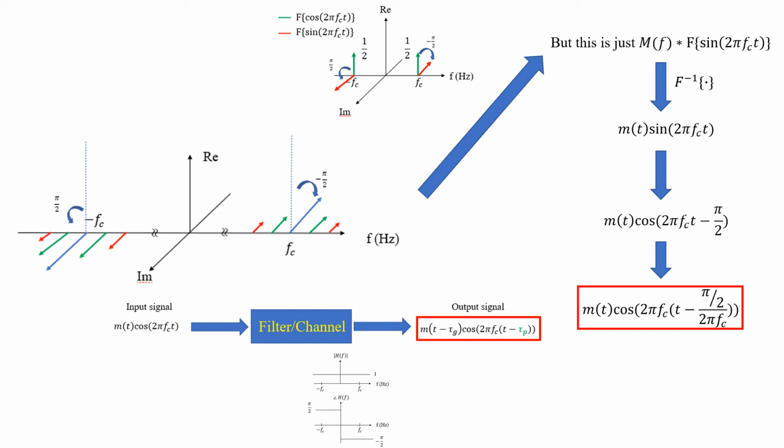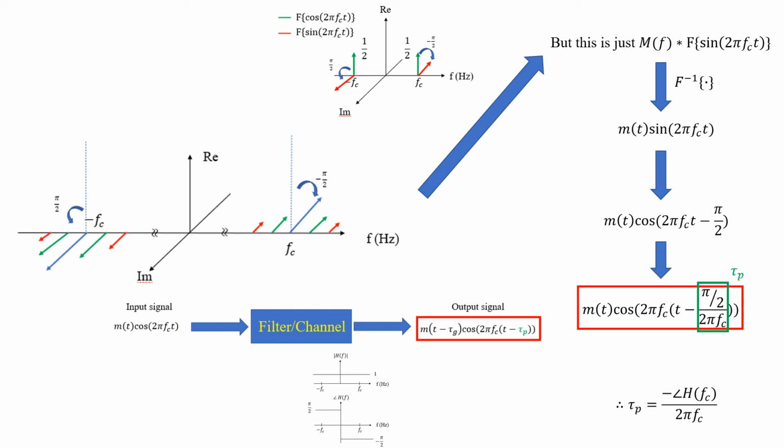Now, recall that we said the output of the communication channel should have the form m of t minus tau sub g times cosine 2 pi fc times t minus tau sub p, as shown here. We can obviously see that the tau sub p here is equal to pi over 2 over 2 pi fc. And since pi over 2 is equal to the negative of the phase of H of fc, we can write tau sub p in the following form. And there you have it. We now have our formula for the phase delay.